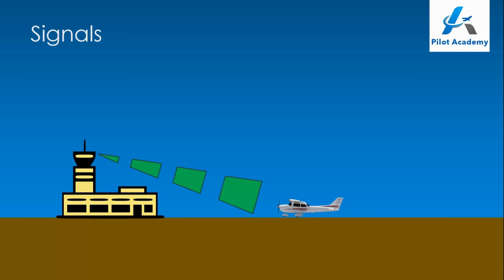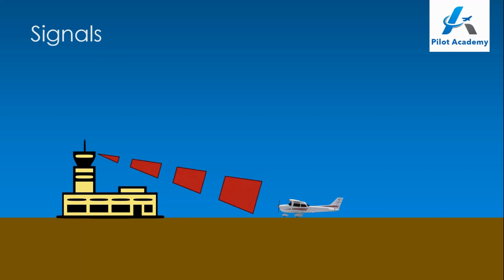The red steady light, shown here, means stop, so the pilot should stop the aircraft immediately. After stopping, the pilot must hold his position until further signals appear.